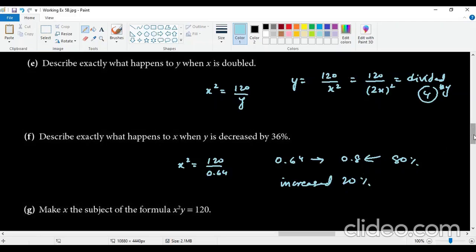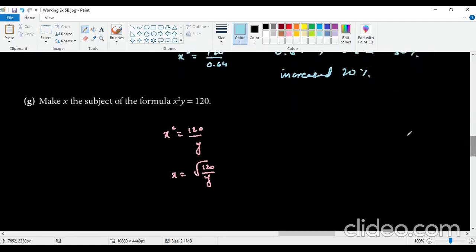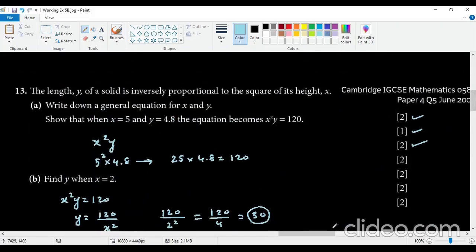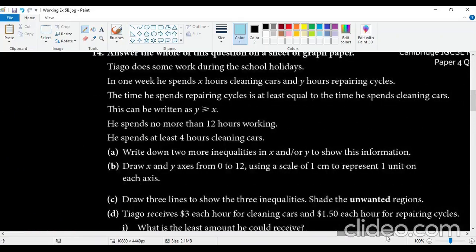Now making x the subject of the formula, this is how you can find out how to make x the subject of the formula. This is going to be your final answer. Now moving on to the next question, question number 14. It has many parts.